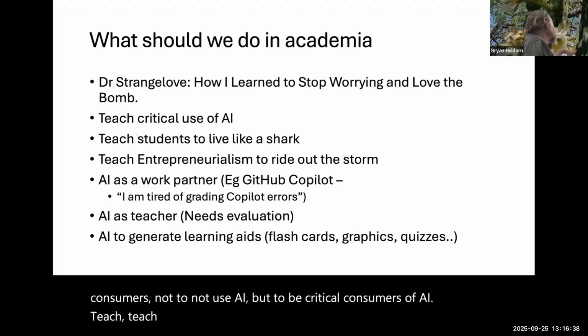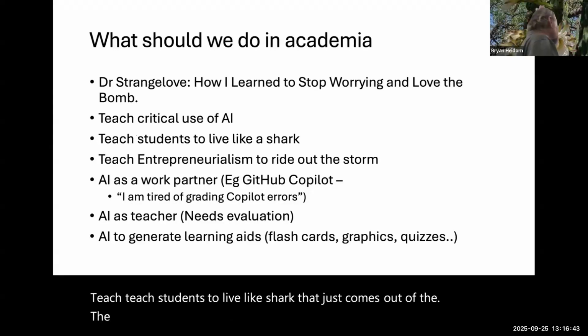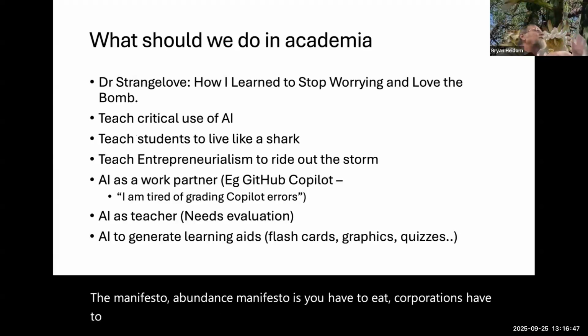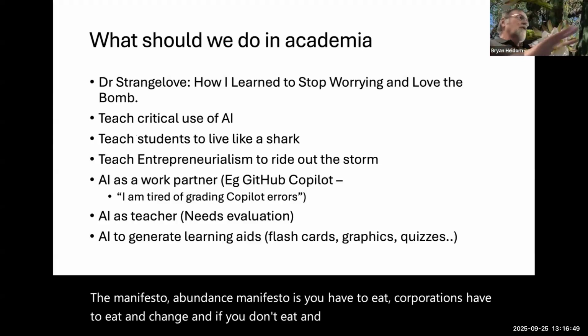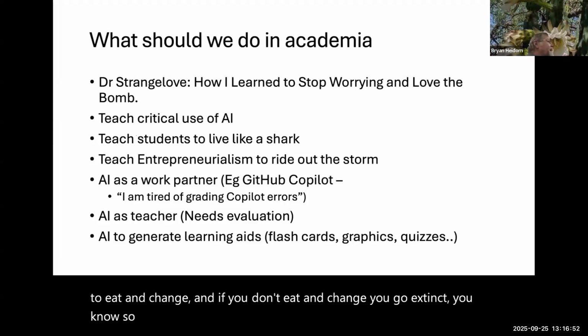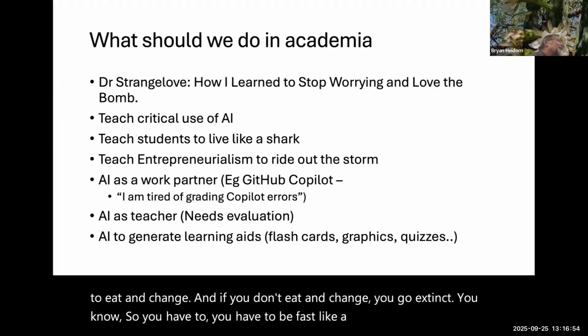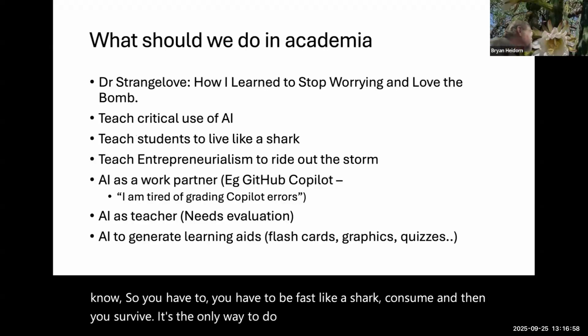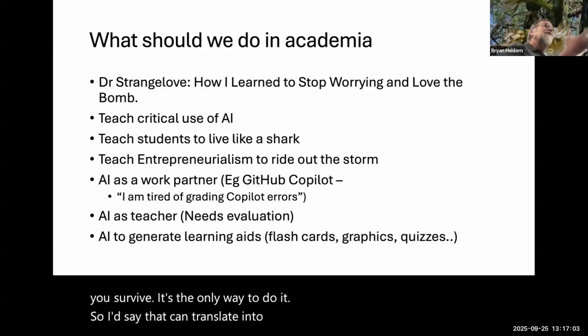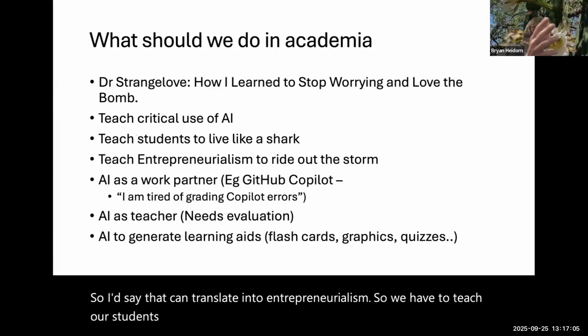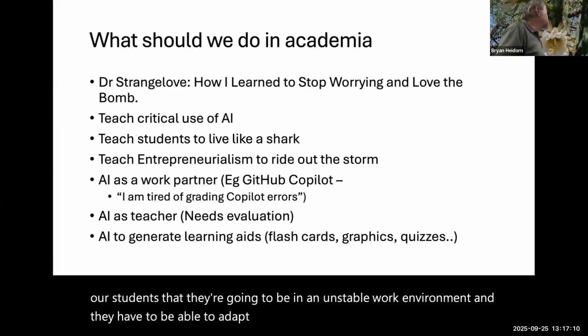Teach students to live like sharks. That just comes out of the abundance manifesto. You have to eat, and corporations have to eat and change, and if you don't eat and change, you go extinct. So you have to be fast like a shark, consume, and then you survive. It's the only way to do it. So I'd say that can translate into entrepreneurialism. So we have to teach our students that they're going to be in an unstable work environment, and they have to be able to adapt and change as time goes by.